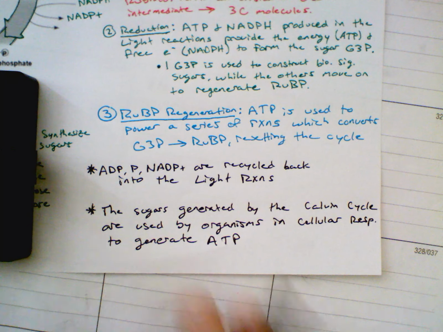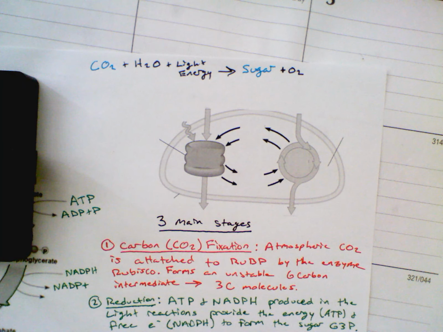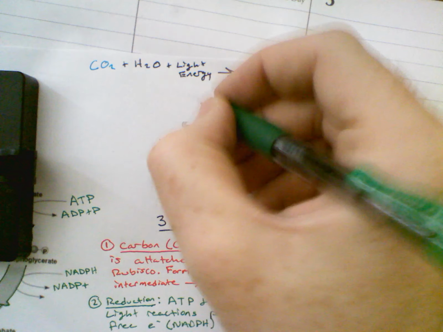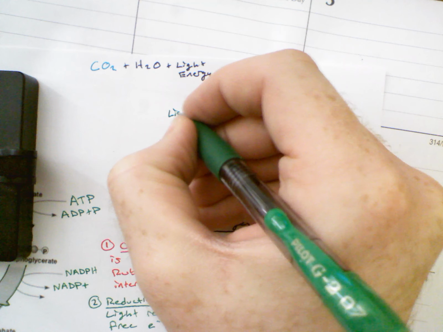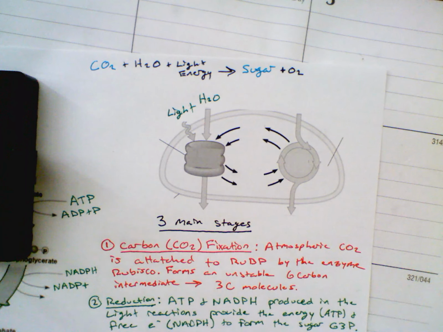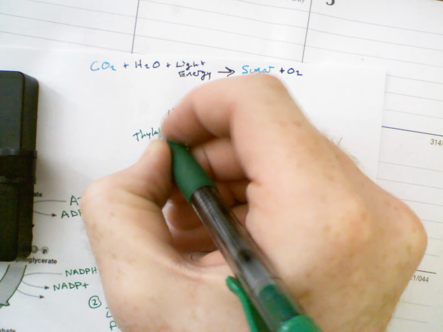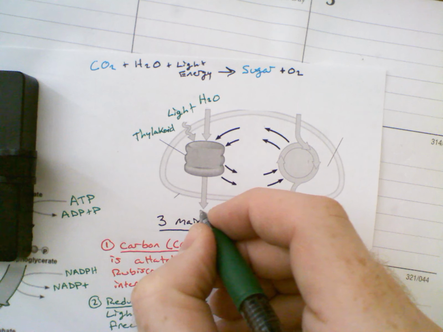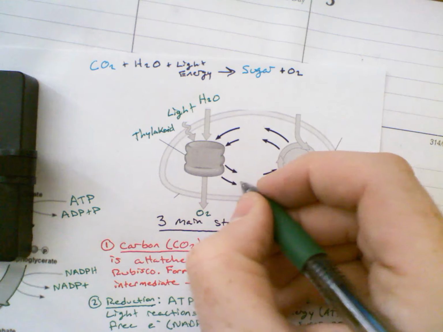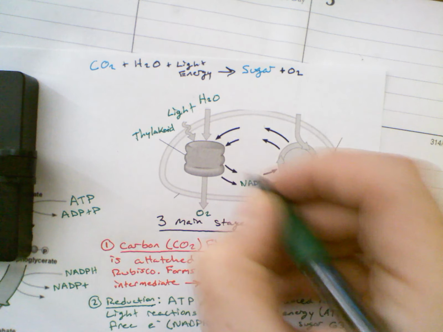Okay. So, I think we just got to fill in our top little structure here again. I just want both of them to be together. So here in the light reactions, we had water coming in with light energy. This happened in the thylakoid. And we generated some oxygen and some NADPH and some ATP.